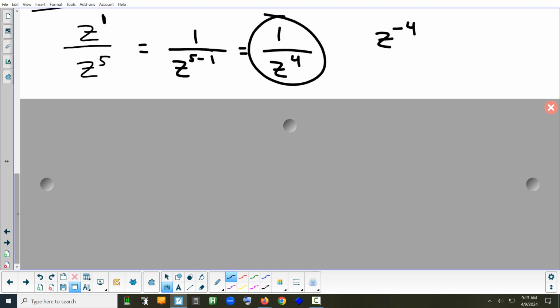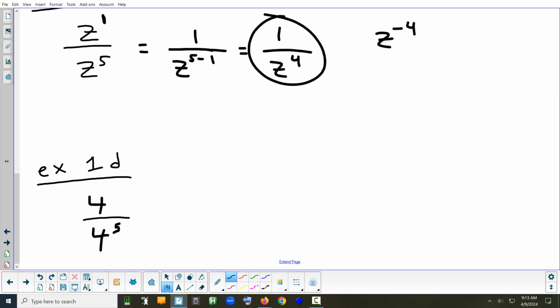All right, so why don't you guys try 1D? Okay, try that one on your own. So it's 4 divided by 4 to the 5th. See if you can figure out where your final answer is going to go. And even though this one is a number, you can simplify it when you're done. It's not a letter, so you can actually get a number as the answer. Just leave it kind of like we did the last problem, and we'll use a calculator to finish it up.